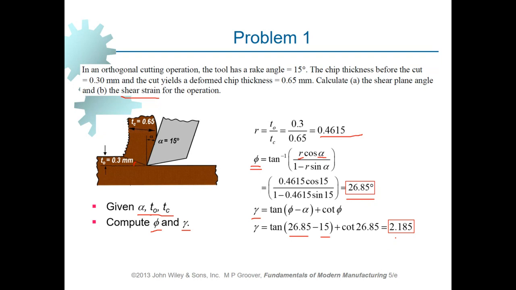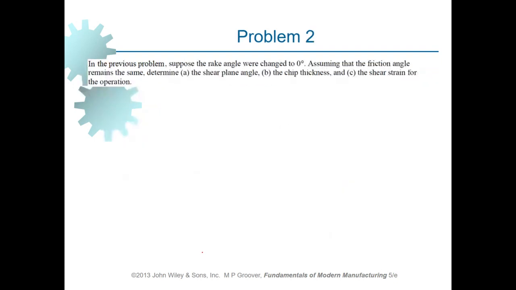Okay. If there is no question, then we move on to the next problem, which is indeed the continuation of the same problem. Let's see what it is asking us. Please keep in mind that we had a rake angle of 15, and also we had a chip thickness of 0.65 in here, and the value of beta is not given because it's not needed. Now let's move on to the next problem.